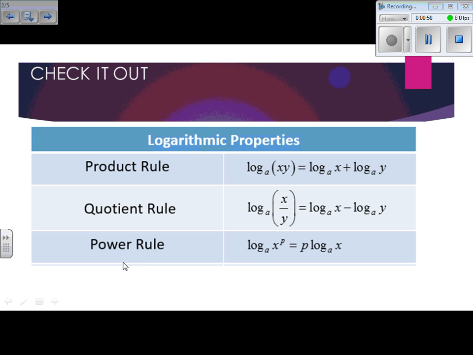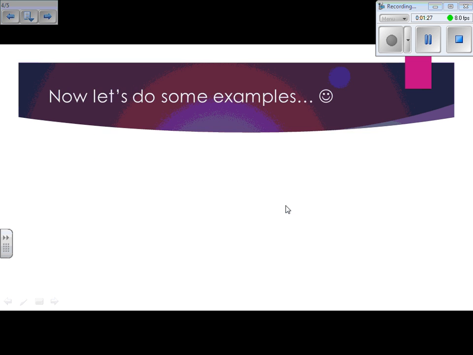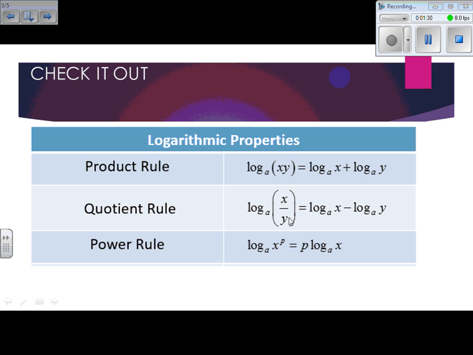All right, so here are our logarithmic properties. The first rule is the product rule. What this is saying is if you are multiplying two things and then taking the log of it, you can get the same answer by taking the log of each thing and then adding those two things together. The quotient rule is saying if I'm taking the log of something over something, I can get the same answer by taking the log of the top thing minus the log of the bottom thing.